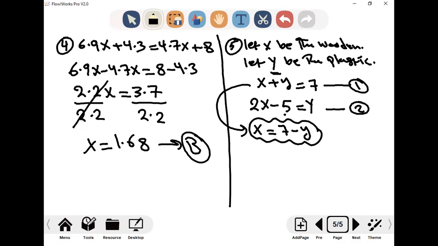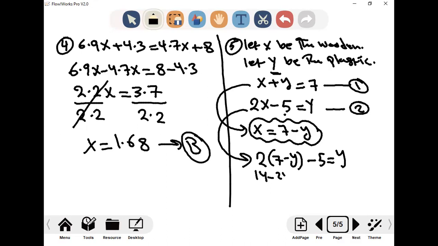Substitute here: 2x minus 5 equals y. 2x, x I prepared it, how much? 7 minus y. Of course, y equals 2x minus 5, you can replace it directly here. We have a lot of ways, right? So 2 times 7 minus y, minus 5 equals y. Now you have an equation with one variable, you can solve it.